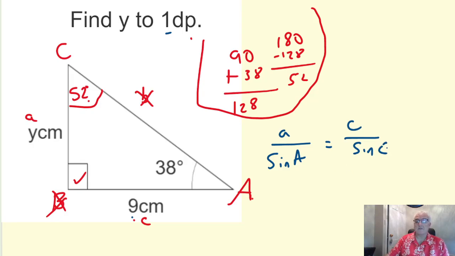And all we're going to do is substitute the values that we've got in here. My sine C is 52. So I've got the sin of 52 as the denominator, and the numerator of that fraction is going to give me 9. That is going to be equal to A, which is y, divided by sin 38.